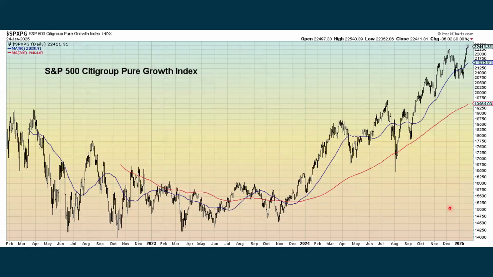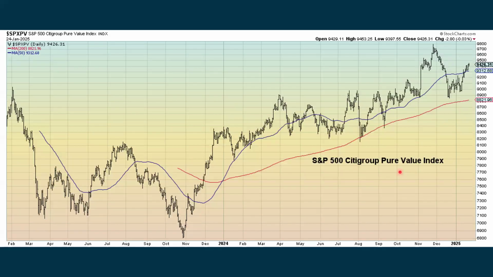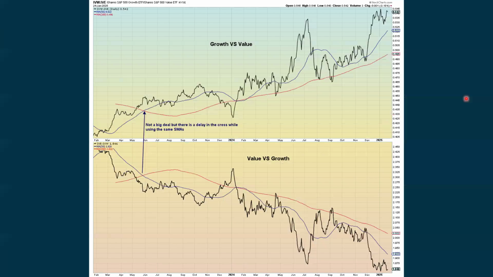I start off by just looking at value, which is in an uptrend right now. It's kind of lagging behind right now, but it's in an uptrend, which can help the overall market. Where we get insight is when we do ratios between growth and value. The chart on the top shows how growth is outperforming. An inverse of that shows how value continues to underperform.